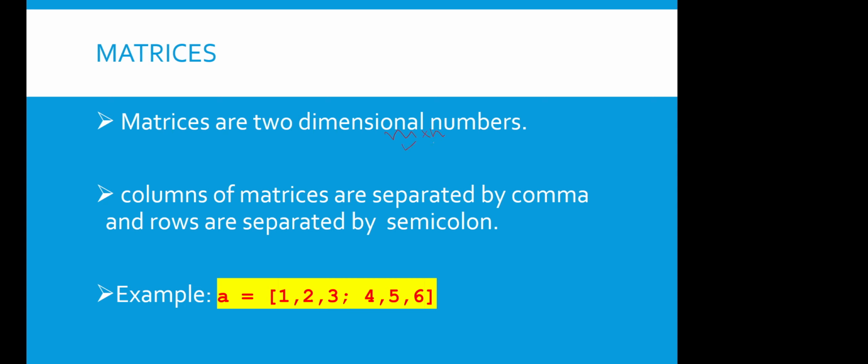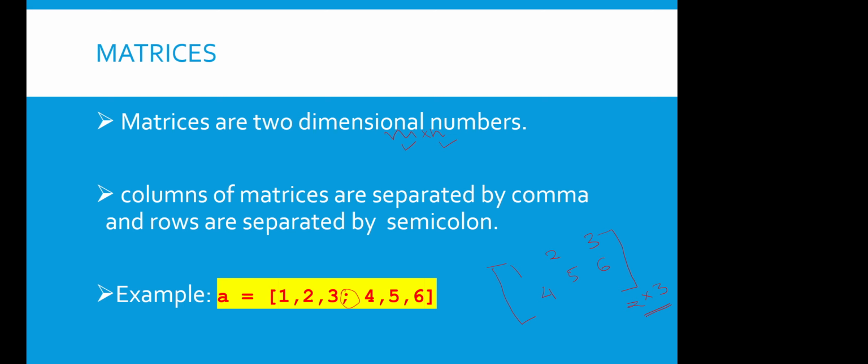So m rows and n columns. Usually rows are separated by semicolon. This we had actually seen while defining the vectors, right? The column vector. So here this example will create 1, 2, 3, 4, 5, 6. In this way it will create a 2 cross 3 matrix, right?